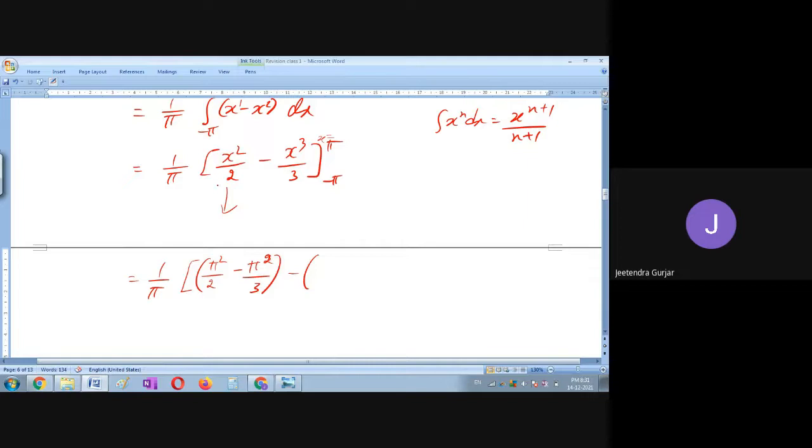Minus pi. I'm substituting minus pi in this. So this square is there. So pi square upon 2 minus. Now we'll substitute pi and minus pi in this.